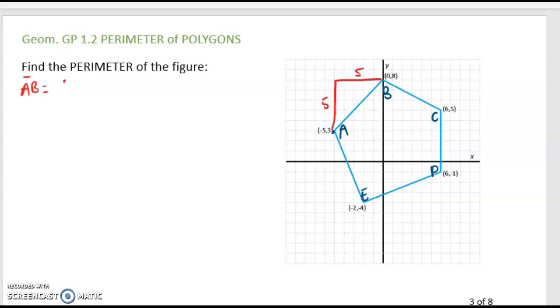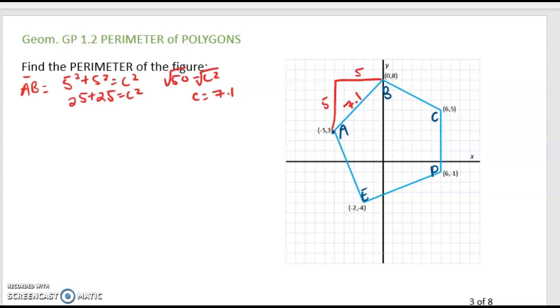So I'm going to do 5 squared plus 5 squared equals C squared. And AB is the same length as what my C is technically denoting. So 5 squared, 25 plus 25 equals C squared. That means that 50 equals C squared. Take the square root of both sides. The square root of 50 is 7.1. So C equals 7.1, which means that AB is 7.1.